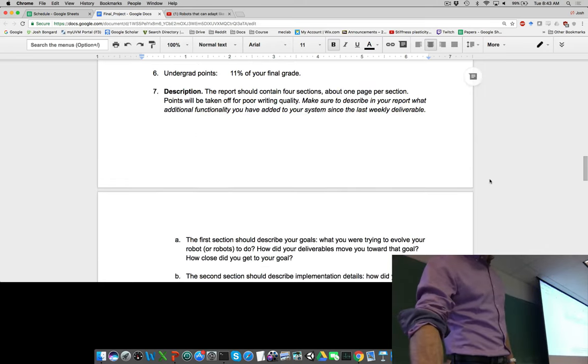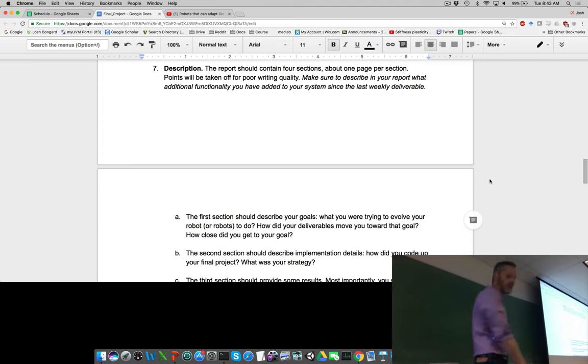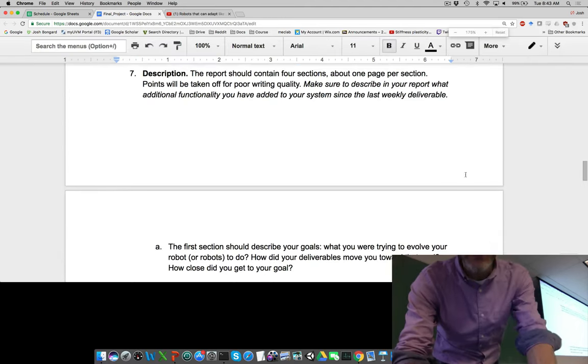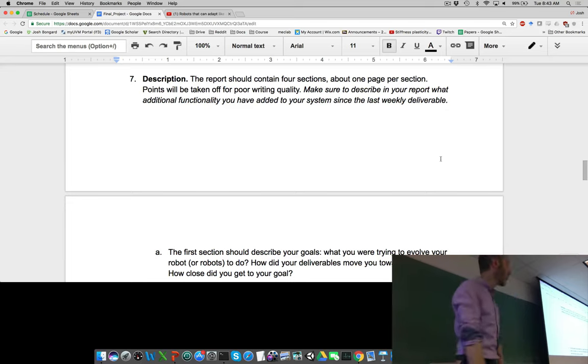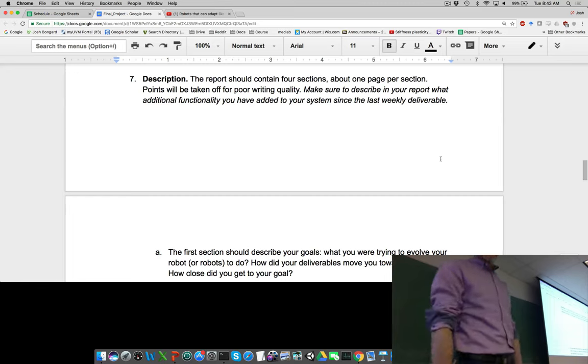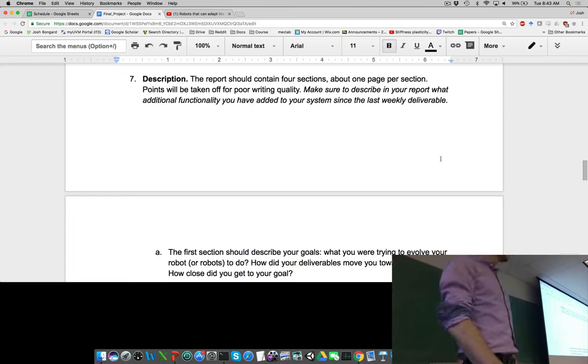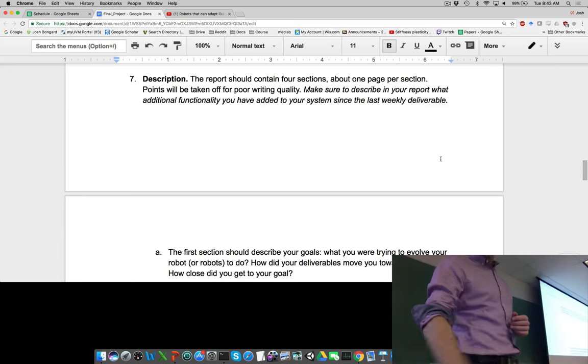What are we looking for in the written report? Well, in the written report, there are going to be 4 sections. More or less 1 page per section here. We will be deducting points for poor writing quality, so please communicate your ideas clearly to us. The main thing we're looking for in the written report is a description of the functionality you've added since the last deliverable. There was some confusion about this last year. We're looking for you to continue on with your project up until Wednesday. So you're going to be describing the added functionality you put in since you submitted your last weekly deliverable.